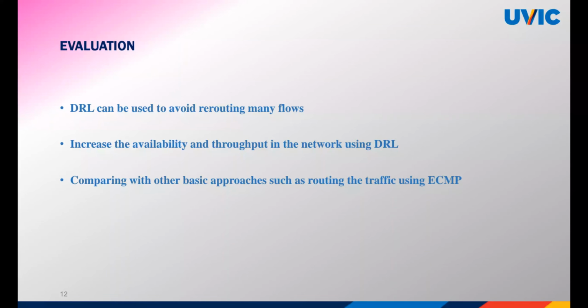For the evaluation in this section, we first show that DRL can be used to avoid rerouting many flows in each traffic engineering time interval effectively without sacrificing link utilization too much. We then show we can increase the availability and throughput in the network using DRL in comparison to other basic approaches, such as routing the traffic using the equal cost multipath, or ECMP, approach.